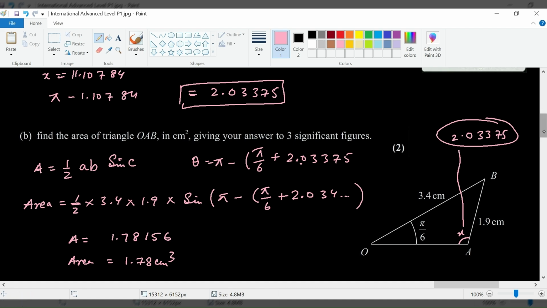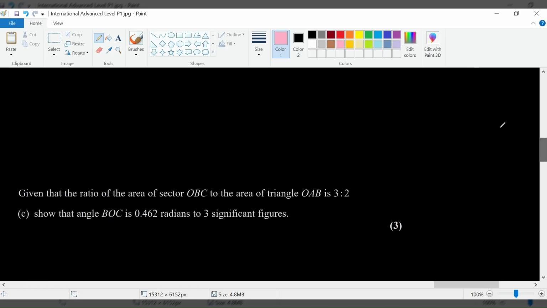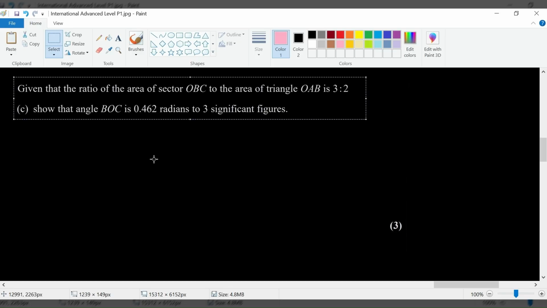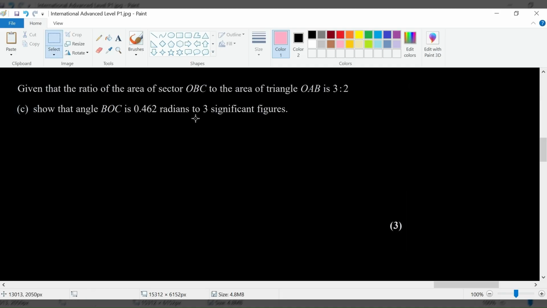Now moving on to the next question. In here it says given that the ratio of the area of the sector OABC and the area of a triangle OAB is in the proportion of 3 is to 2. Now, we should know very well that the area of the sector should be found out first, or we can find out the area of a triangle. Both are fine.